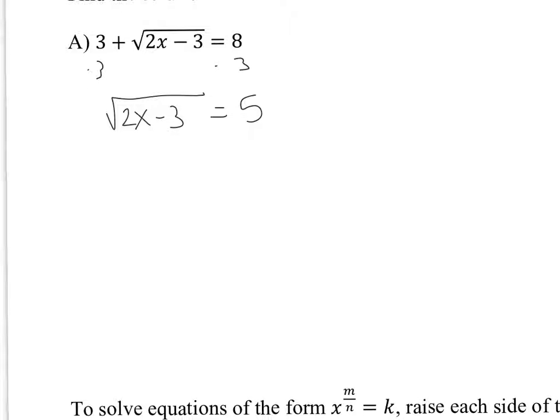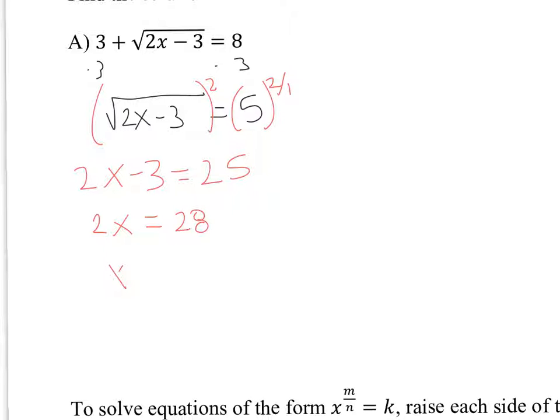Now I have to think what's the opposite of squaring something, or square rooting. That would be squaring. So when I'm doing this, I only have one answer, because this would be like 2 over 1. That's an odd denominator. So I have 2x minus 3 is equal to 25. And now I can keep on solving, so I have 2x. I have to add my 3 over, so that'd be 28. And divide by 2, x would be equal to 14 here. Again, I only have one answer.